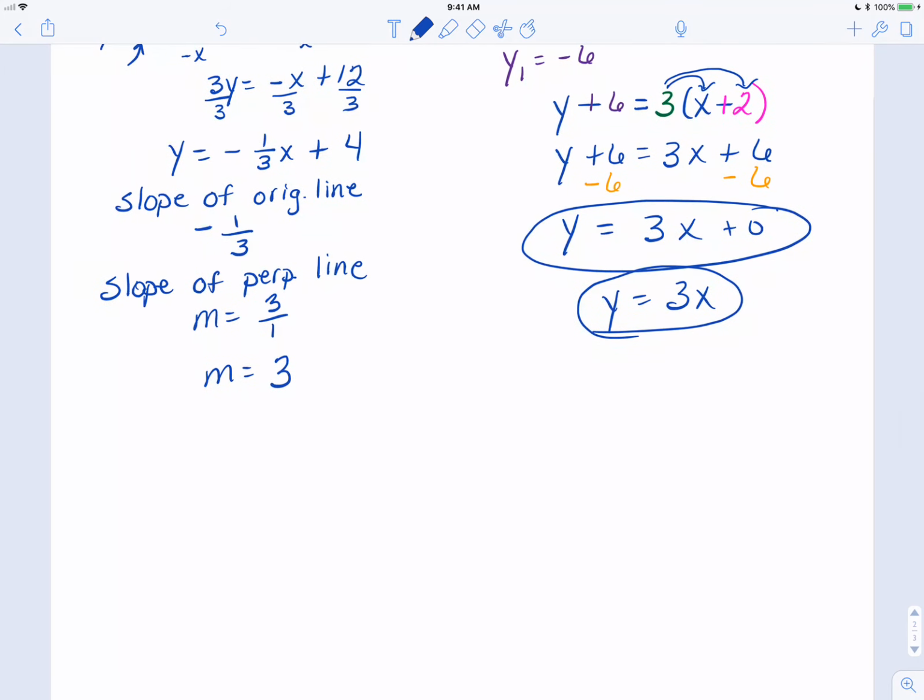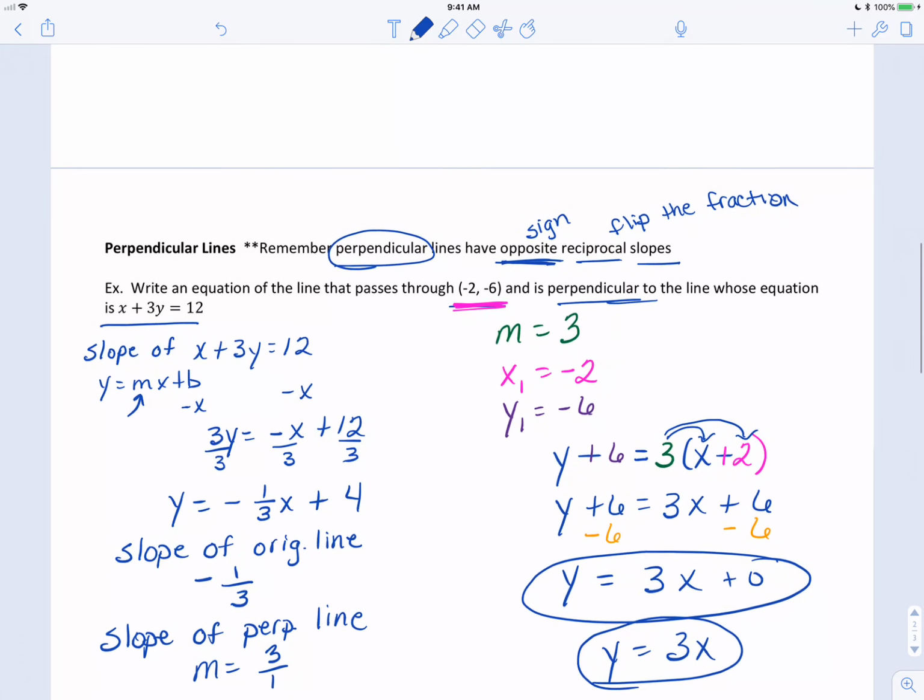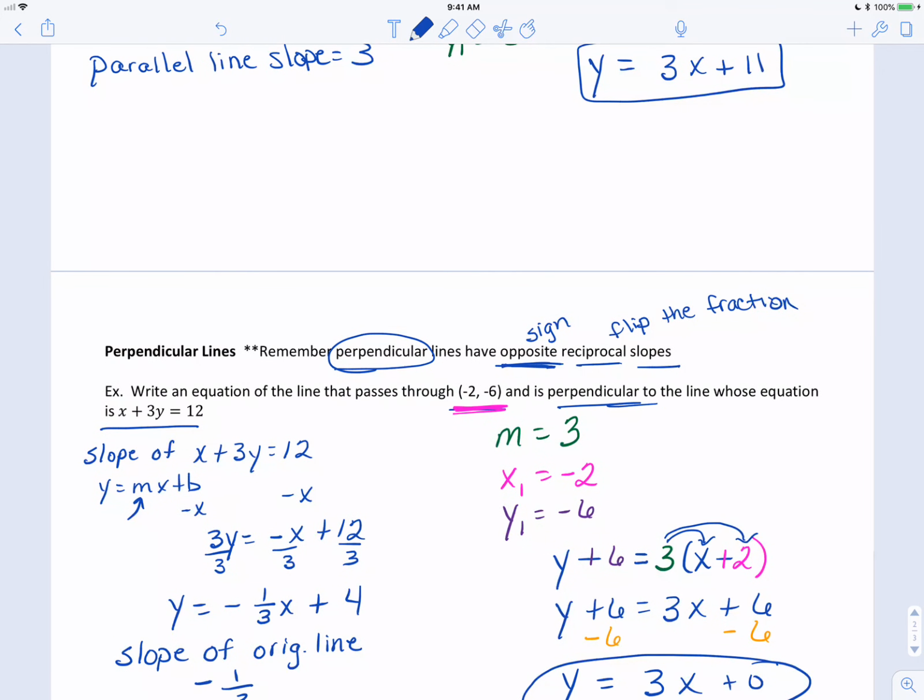Okay, so that's that. Be sure to watch this video over and over again if you need to. Hopefully you'll understand using the point slope formula.